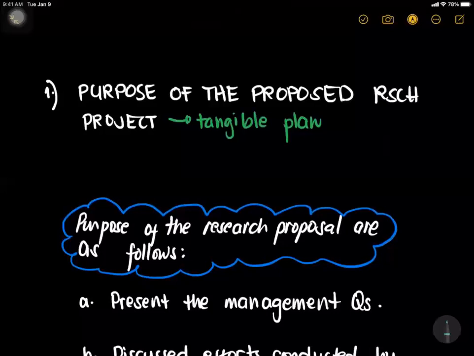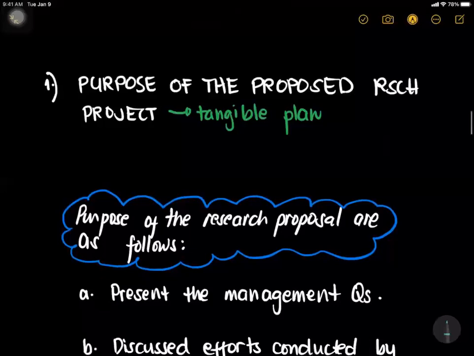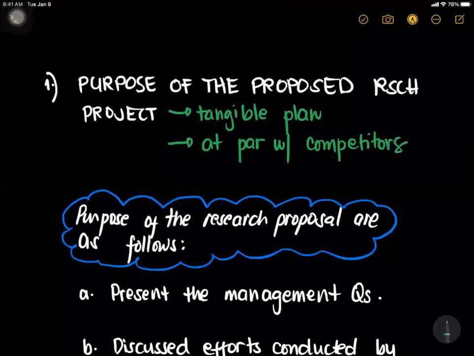And remember that because sometimes if you are doing a research proposal for the purpose of selection and probable funding, it must be at par with competitors. Yes. And what do we mean by this? Okay, when you say at par with competitors, it means that your research proposal must be better, or if not the best, among other proposals, so that it will be selected and your study will be the one that will be sponsored or financed by a benefactor.